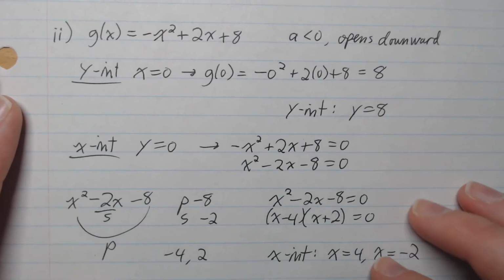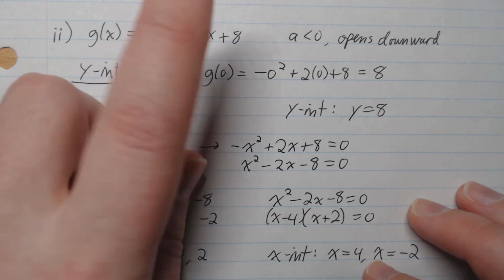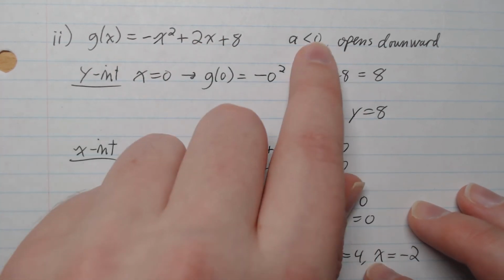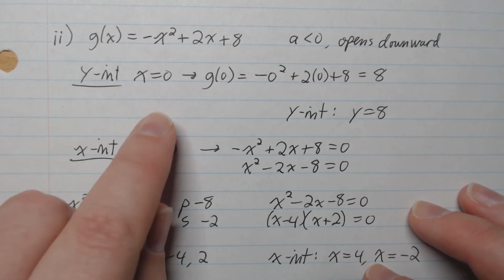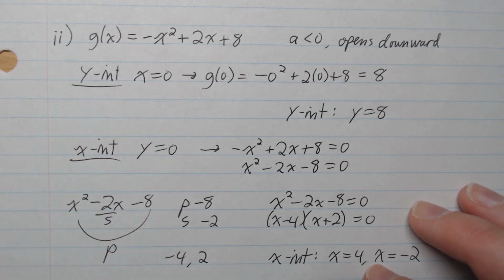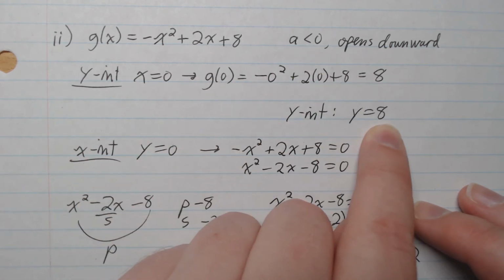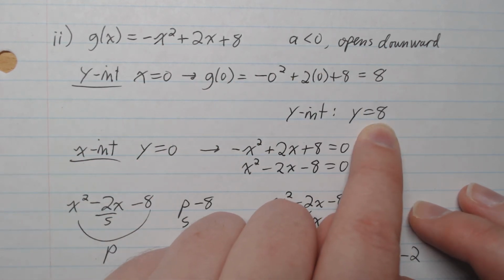Okay, part 2. So g of x equals -x squared plus 2x plus 8. So we have a less than 0, meaning it opens downward. Y-intercept occurs when x equals 0. So we plug in x equals 0, we get 8. So y-intercept is 8.